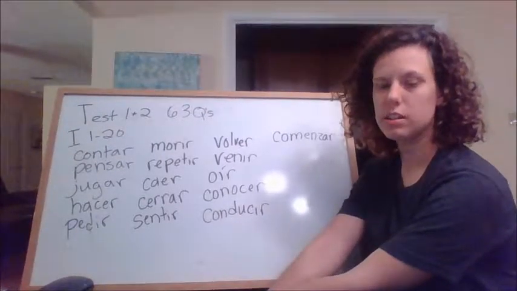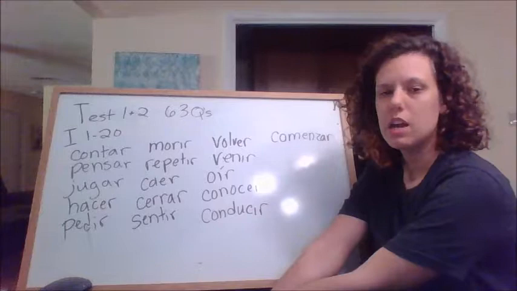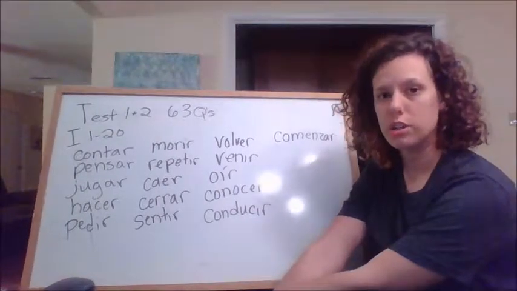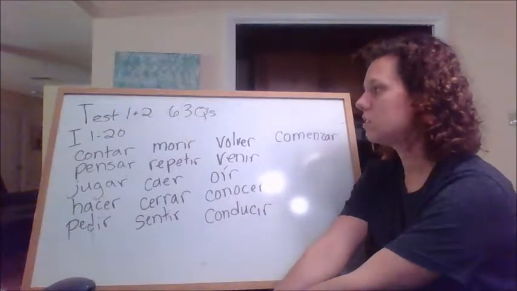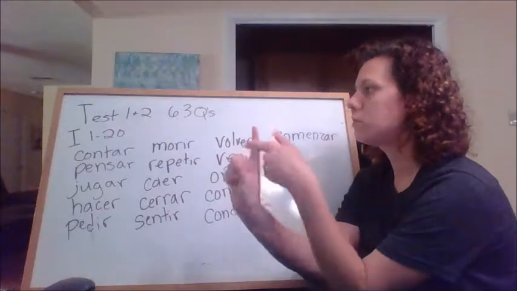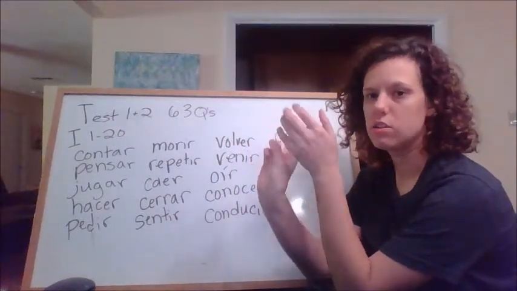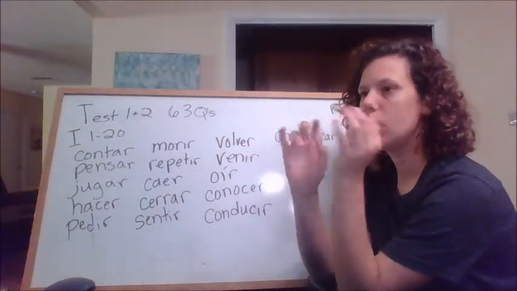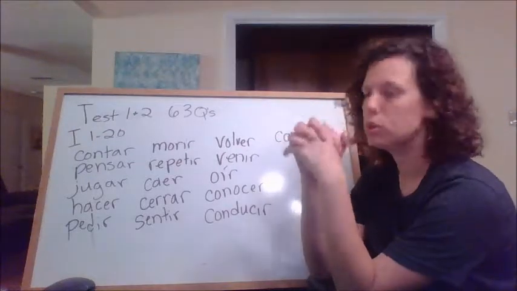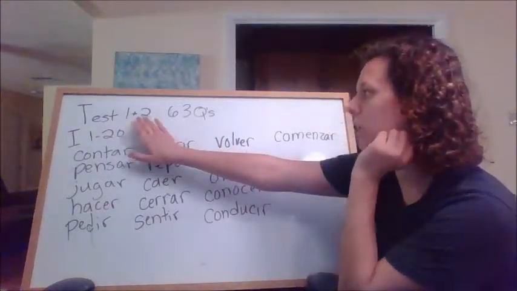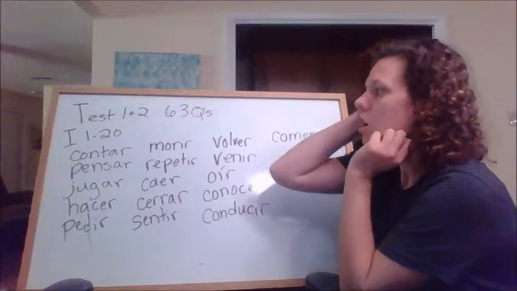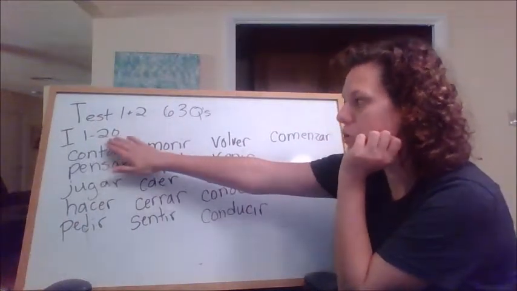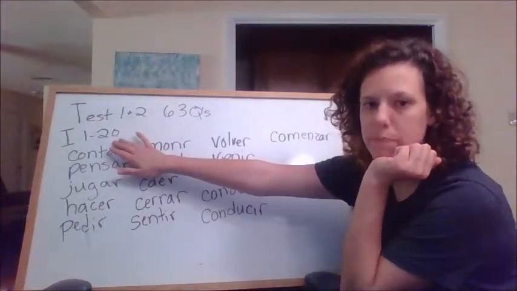Alright, so here is test prep for test 1-2. There are 63 questions. This test is going to cover chapter 1, lesson 3, and then chapter 2, lessons 1, 2, and 3. So it's all we've covered from chapter 1 and chapter 2. Part 1 is question 1 through 20.